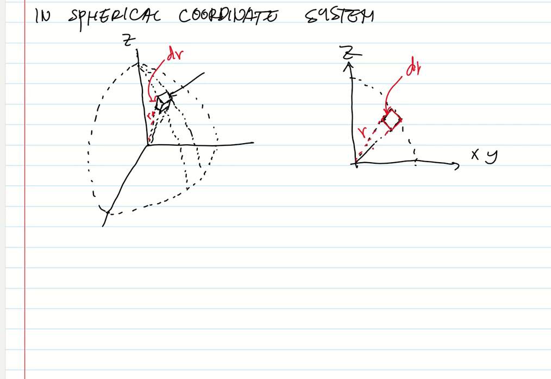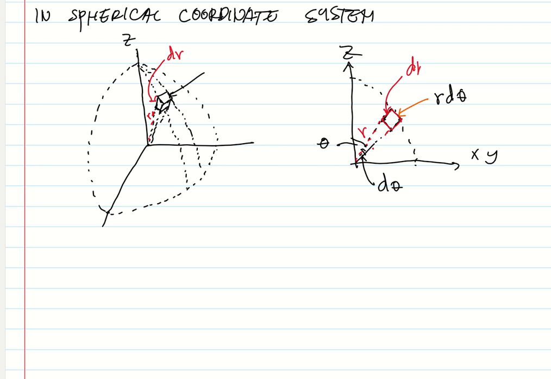And next, how do we determine this side? We need to know the angle. We know that this angle from the z-axis to the radius is our theta. This is a very small angle, so this will be our d theta. If we solve for this, it's again the arc length. Our formula is just the radius multiplied by the angle, so this is r times d theta. So we already have two sides.